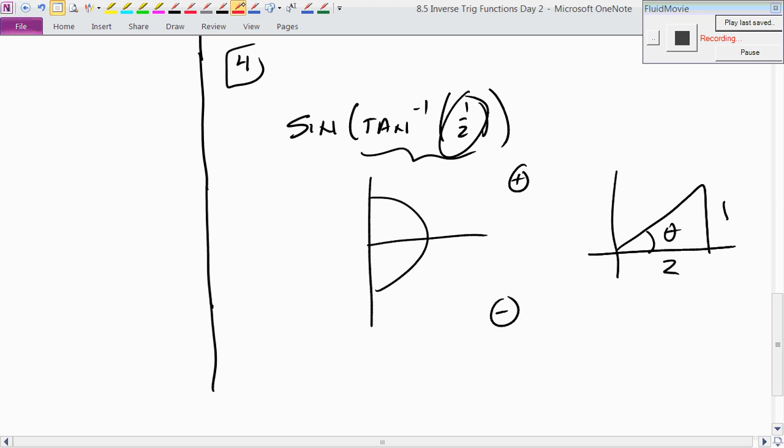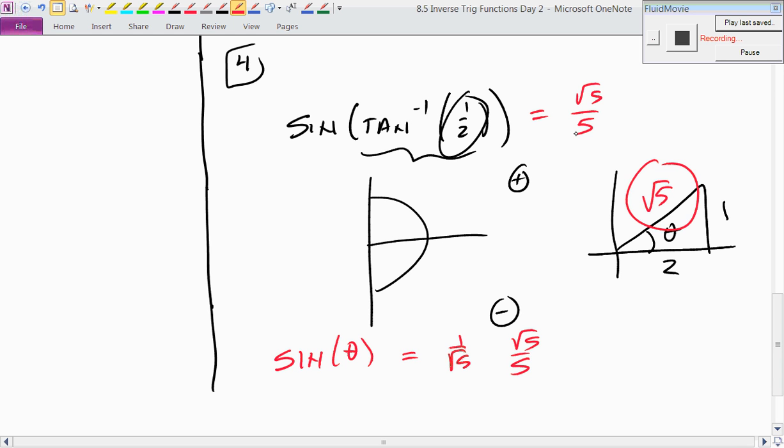So what does that make my hypotenuse over here? The square root of 5. Yeah, very good. We did that by Pythagorean theorem. So this is asking me for the sine of theta because I drew the angle whose tangent was 1/2. So what would the sine of theta be in this picture? Look at your picture. Yeah, it would be 1 divided by root 5, but we rationalize that into root 5 over 5. So therefore, the sine of the inverse tangent of 1/2 is root 5 over 5. And that's the exact value.